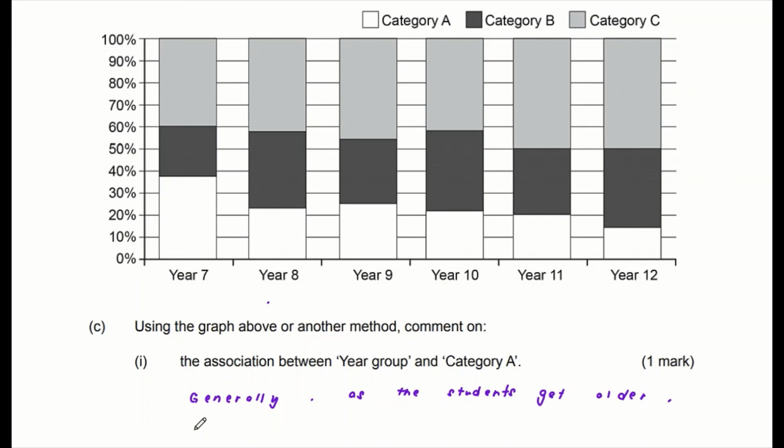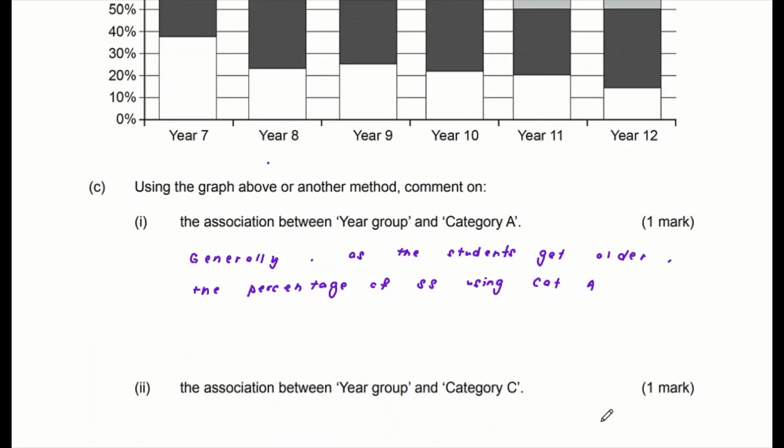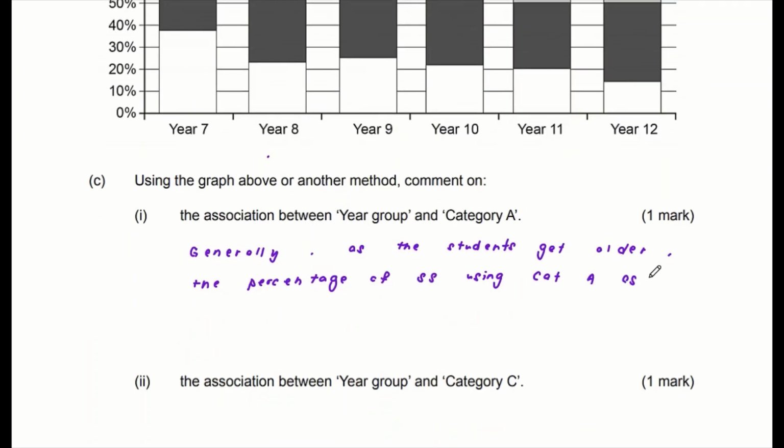Okay, the percentage of students using category A, yeah, students using, I'm just writing down the shortcut, you know what I meant. Using category A as a mode of transport decreases. All right. Okay, then after that, part 2.